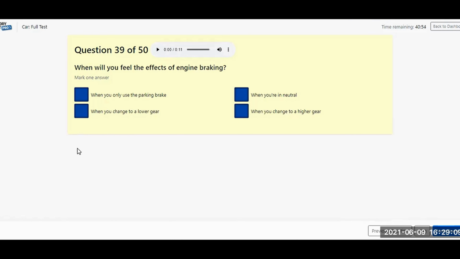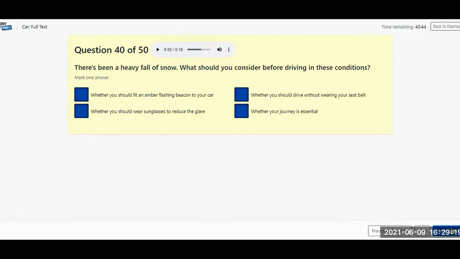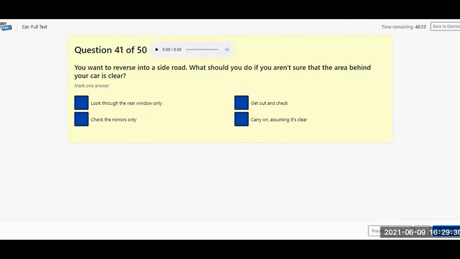When will you feel the effects of engine braking? Yes, when you change to a lower gear, you will feel the car slowing down with the help of the gear. There has been a heavy fall of snow. What should you consider before driving in these conditions? Whether your journey is essential, then you drive. Otherwise, in this kind of weather, stay home.